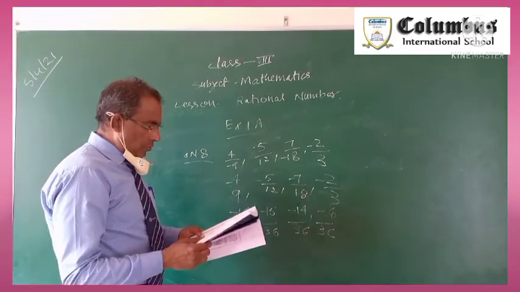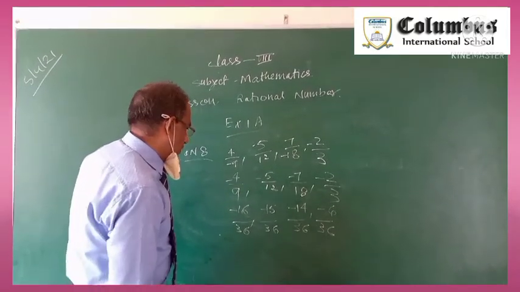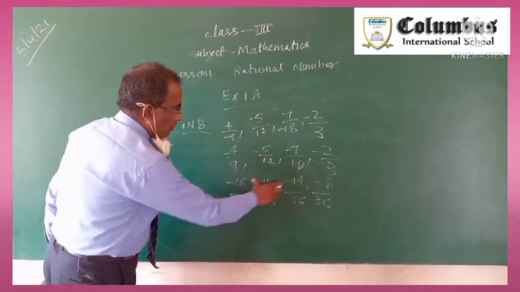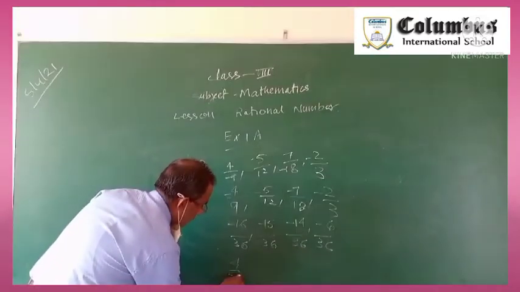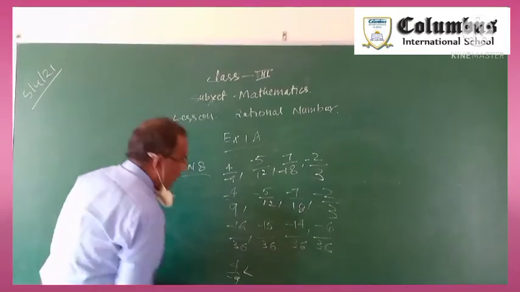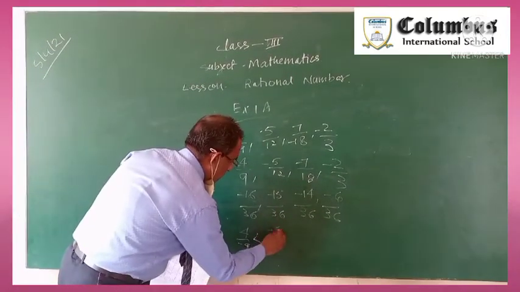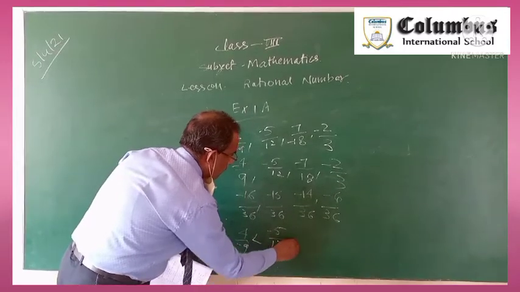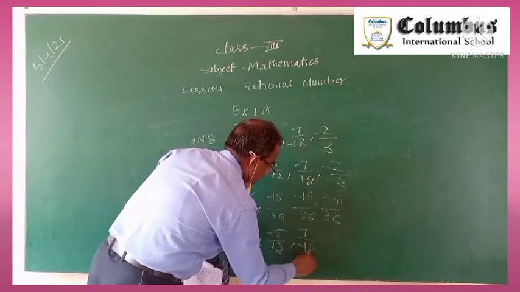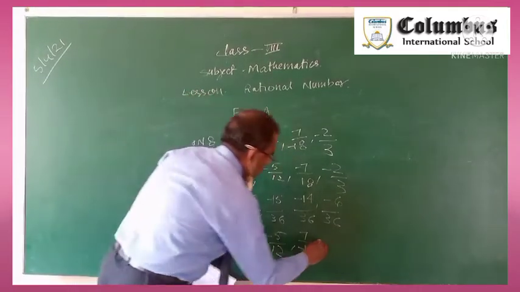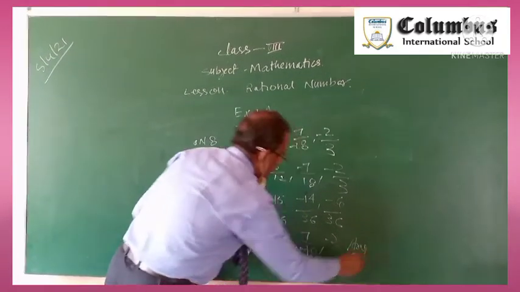Our question is, we have to change into ascending order. So minus 16 is the lowest among the numerators. So 4 by minus 9 is the least number, and then minus 15 by 36, minus 5 upon 12, and 7 by minus 18 and minus 2 by 3 are in the form of ascending order.